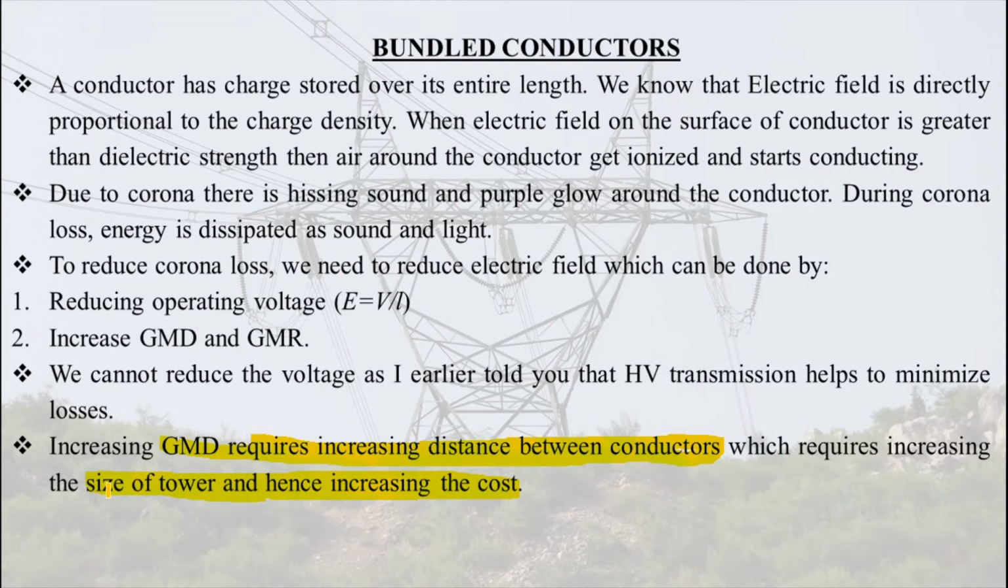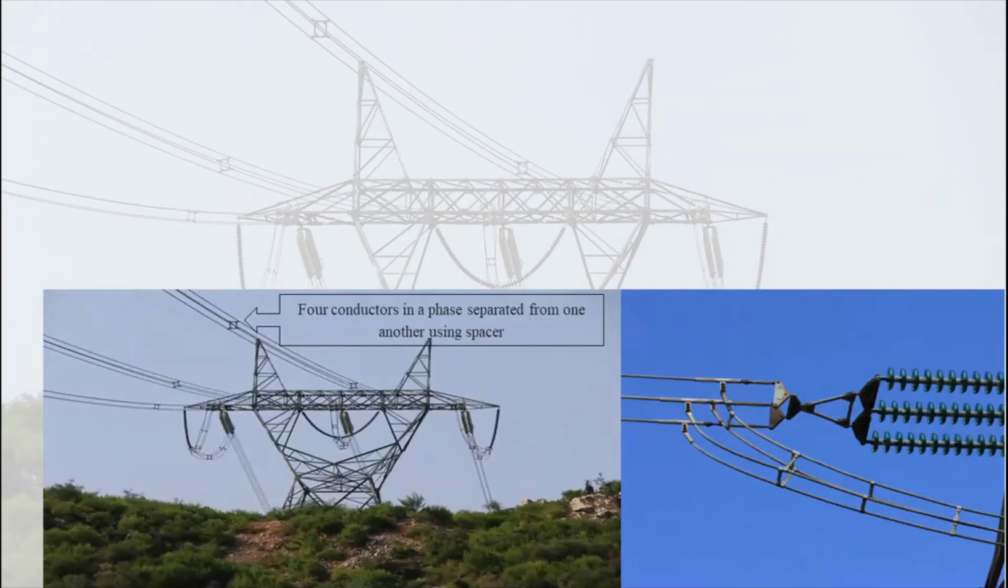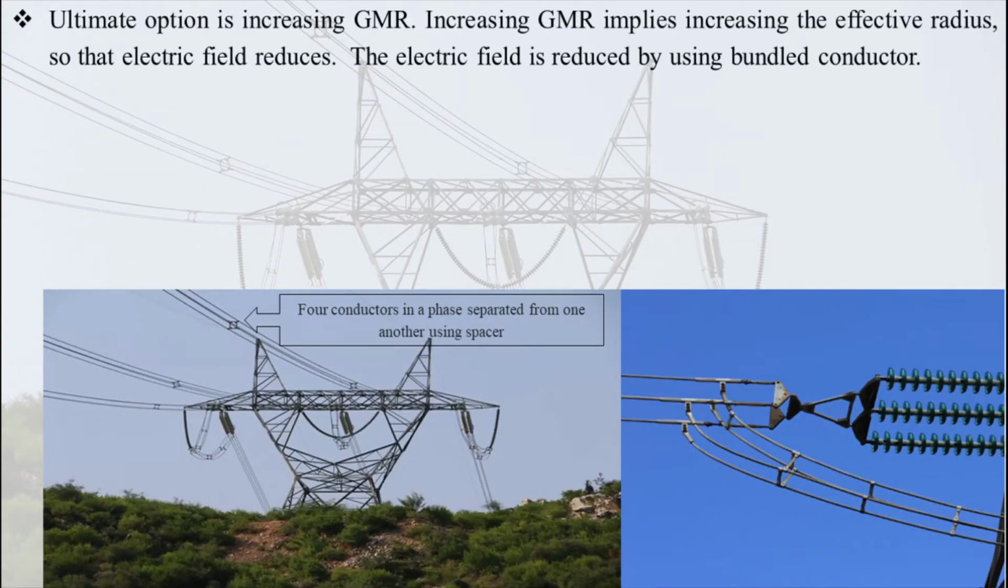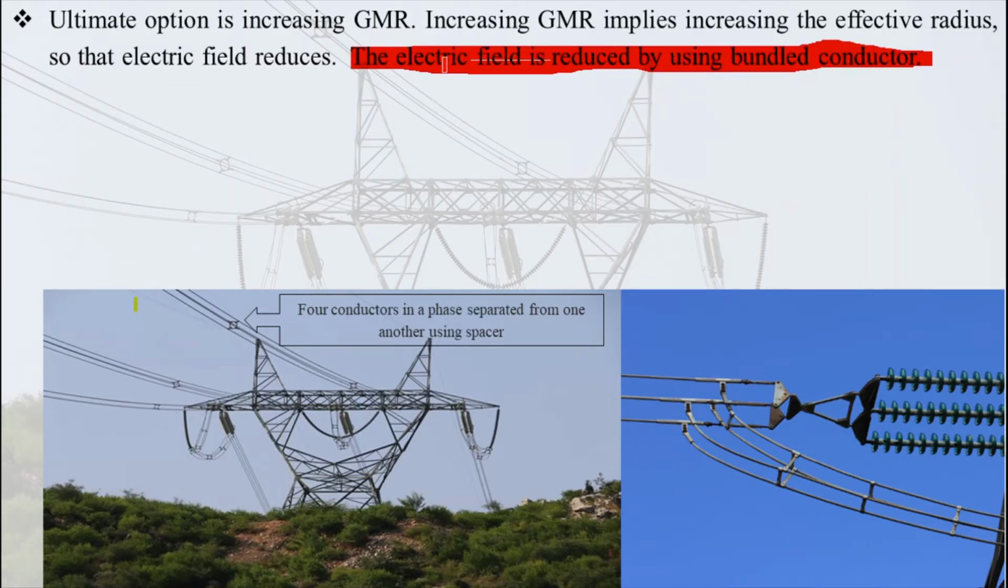So now jump to the next solution. If we increase the GMR, then electric field will get reduced. So this last option of increasing GMR remains. Increasing GMR means increasing effective radius so that electric field decreases. This can be achieved by using bundled conductor. So basically, bundled conductors are used to increase the GMR to reduce the electric field. And when electric field is reduced, then corona will get minimized.